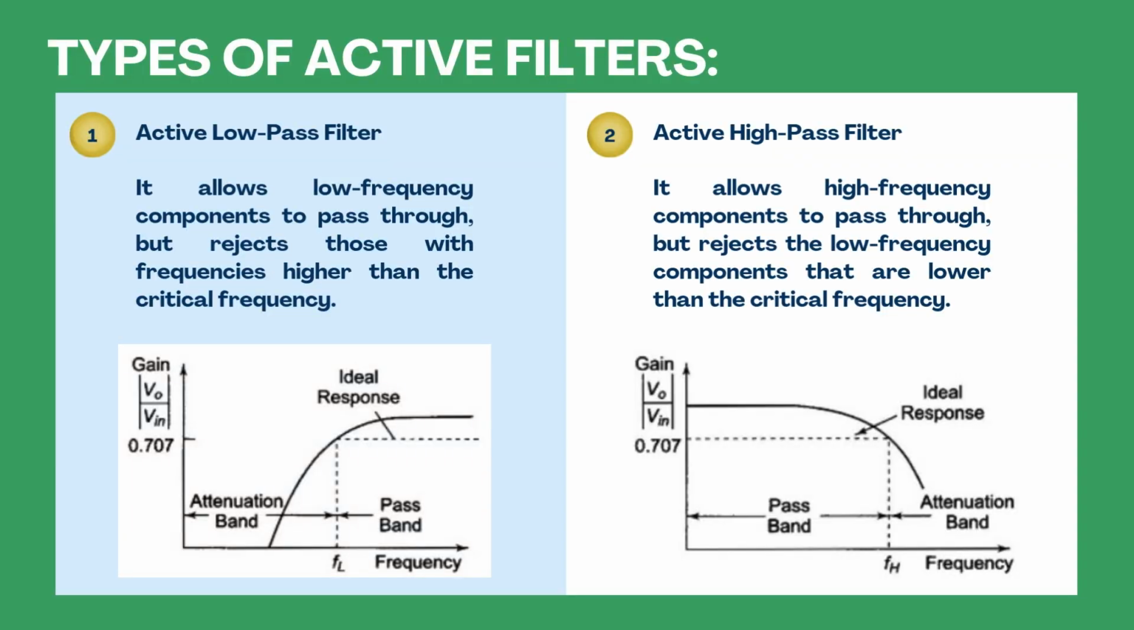The first one is the active low-pass filter, which allows low-frequency components to pass through but rejects those with frequencies higher than the critical frequency. The second one is the active high-pass filter, which allows high-frequency components to pass through but rejects the low-frequency components that are lower than the critical frequency.